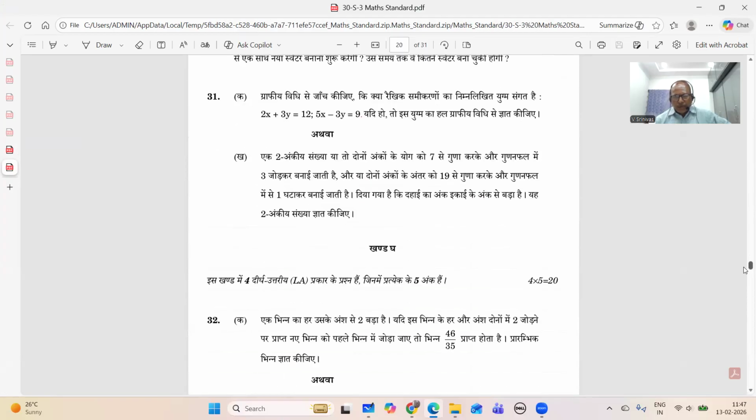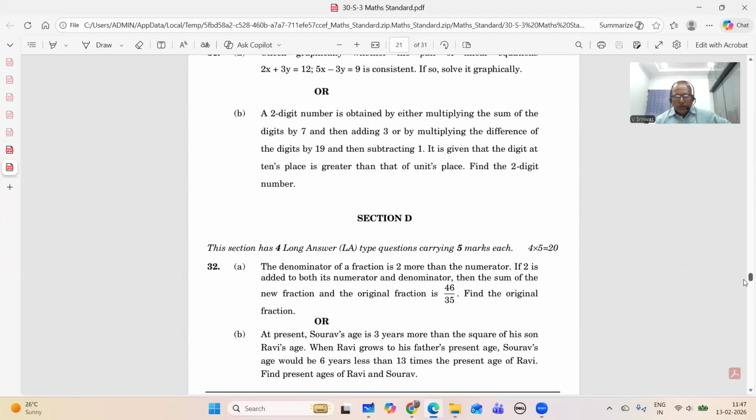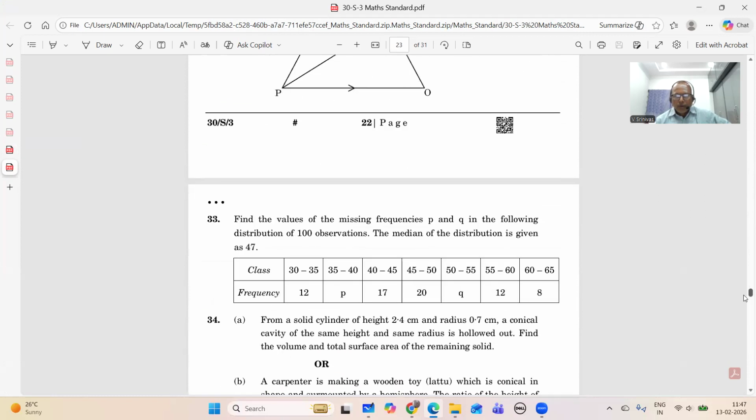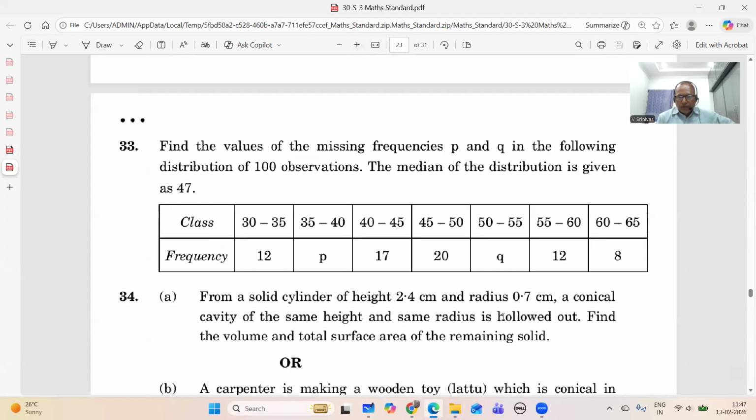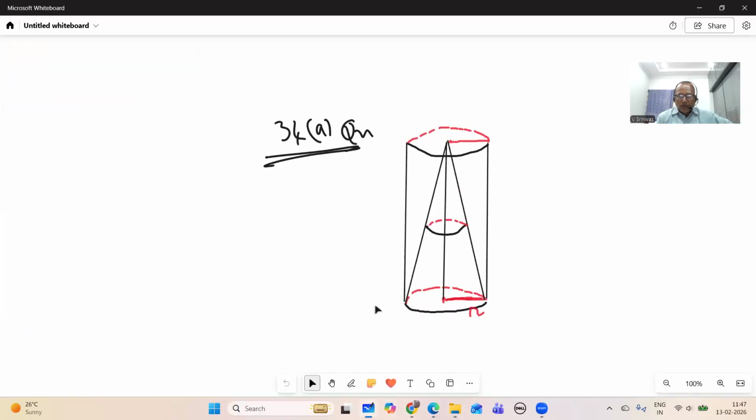Okay, the question, that is data. So what are those values? Those values are 2.4 and 0.7. Height is 2.4 centimeters and radius is 0.7. So this is 2.4 and 0.7 centimeters. Okay. Height means from here to here.